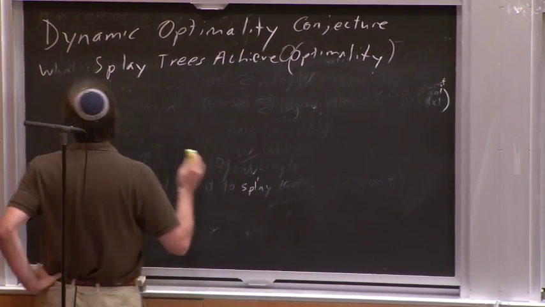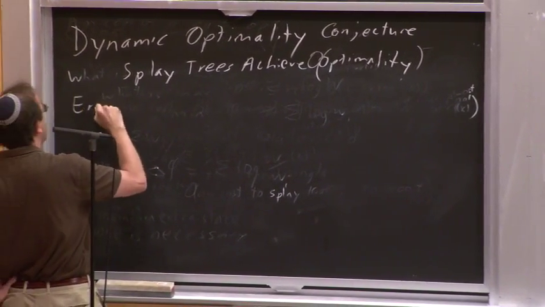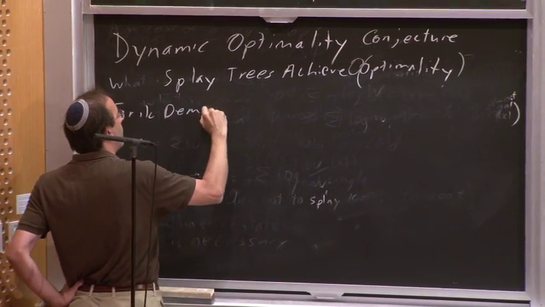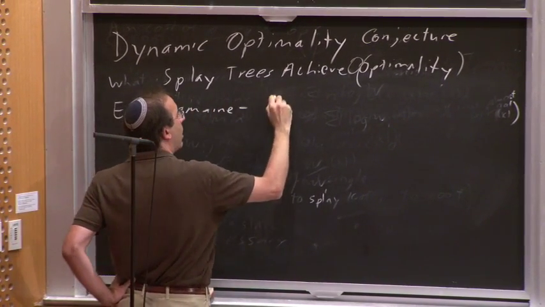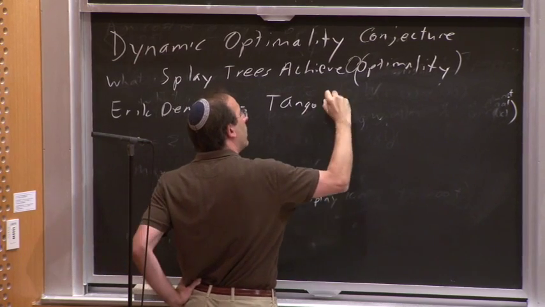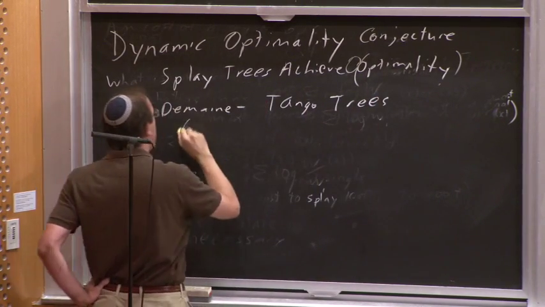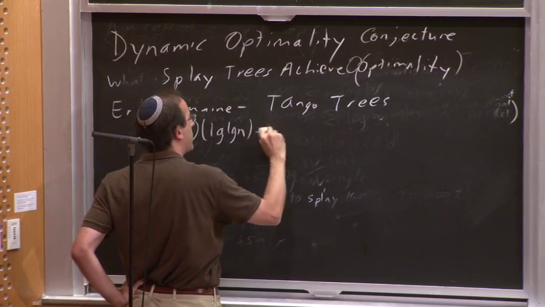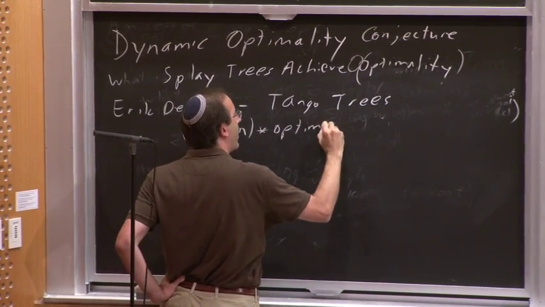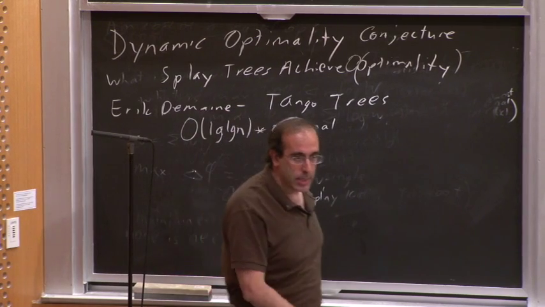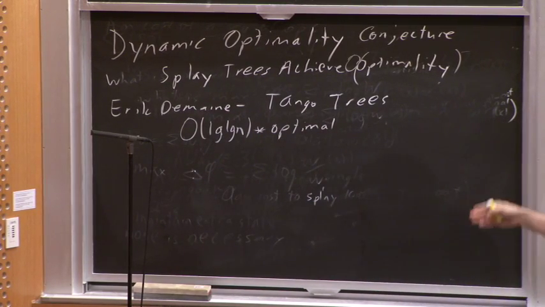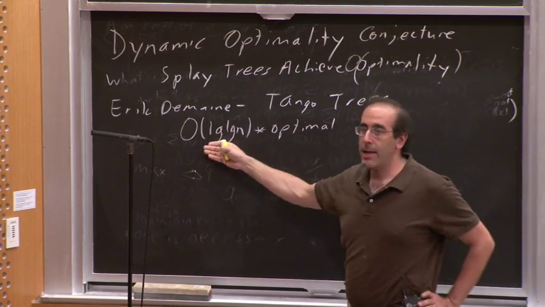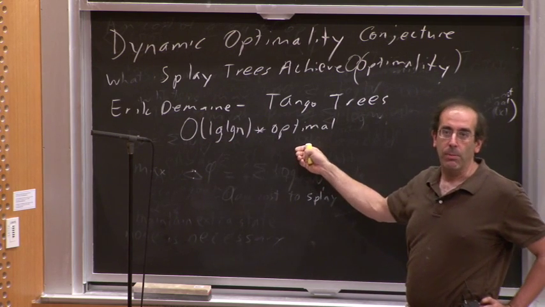There has been some progress. Right here, one of my colleagues, Eric Demaine, developed something called tango trees. And they are order log n times optimal. So whatever the optimal sequence of accesses is, an optimal set of rotations, they spend at most log n times as much as the optimum.